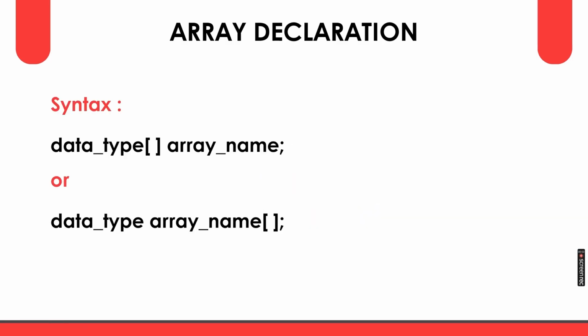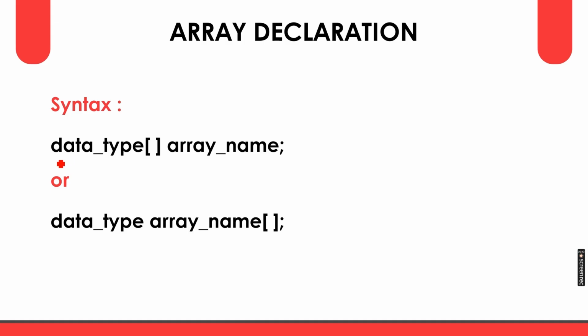Before working with arrays, before using arrays in your program, the first thing you have to do is tell your compiler about it, and this is called declaration. In this you tell the data type and the name of the array to your compiler. There are two ways in which you can do this.